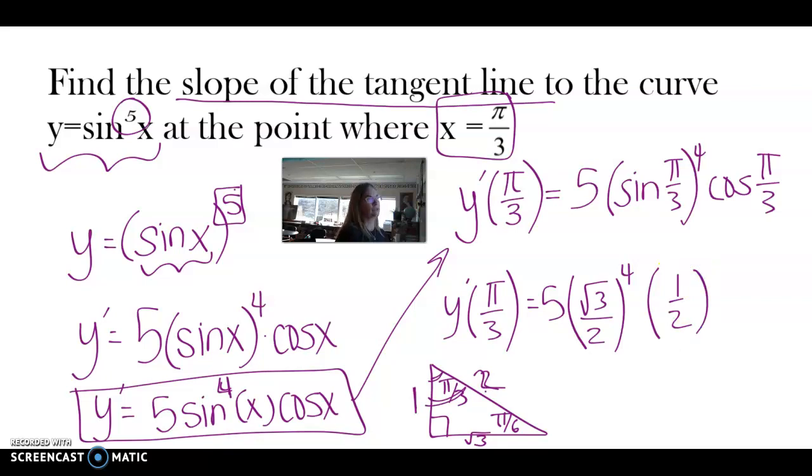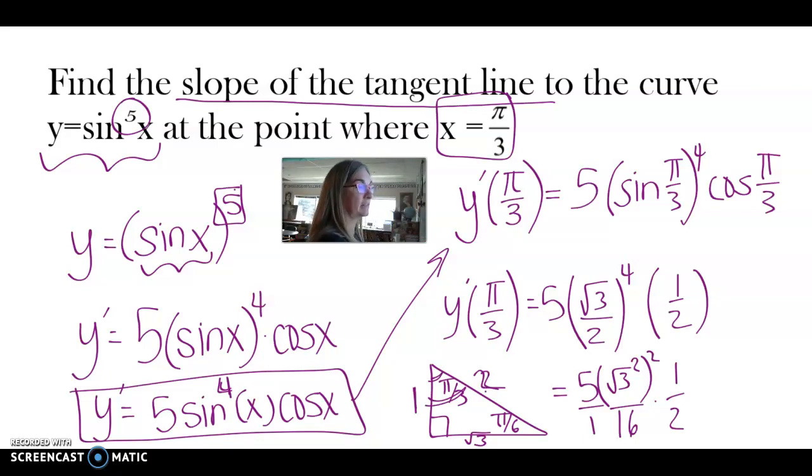And then you could simplify. If you raise the square root of 3 to the 4th power, that means, well, you could do the square root of 3 squared and then raise that to the 2nd power, and then over 2 to the 4th, which is 16. I'm going to put this 5 over 1, and then I have times 1/2. So the square root of 3 squared is just equal to 3, and so then when we square that 3, we get 9. So 5 times 9 on the top times 1 over 16 times 2, which is 32. So final answer is 45 over 32.